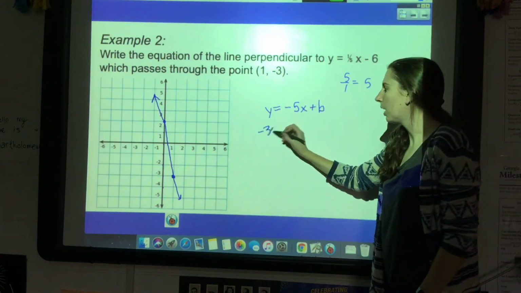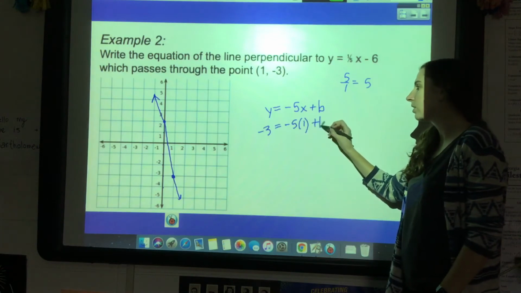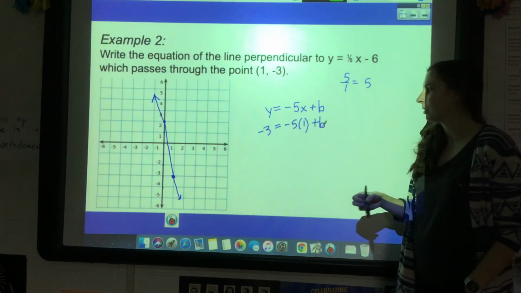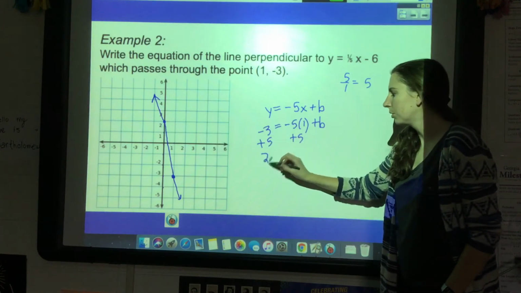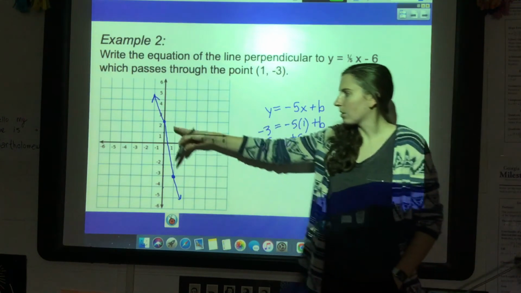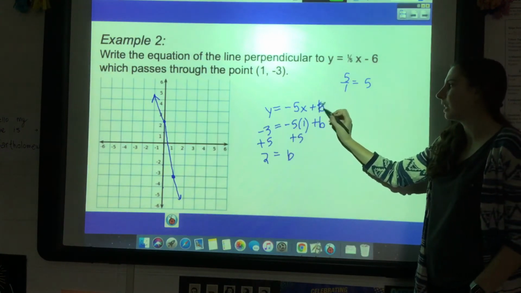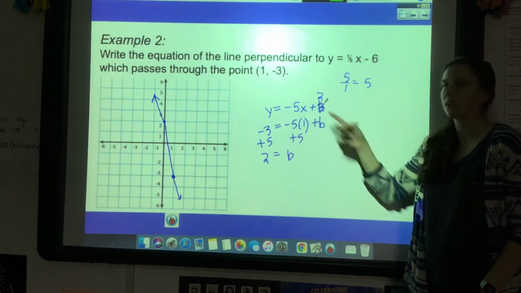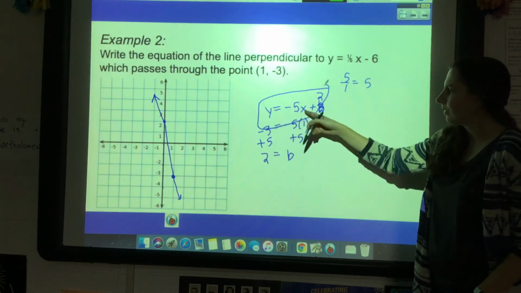-3, put that in for y, put 1 in for x, and now I can solve for the missing y-intercept. I'll add 5 to both sides, and there we go. It's 2, just like we saw in our graph. So then I could come back here and instead of b, put a 2, because I know that's what it is. So this would be my final equation, y = -5x + 2.